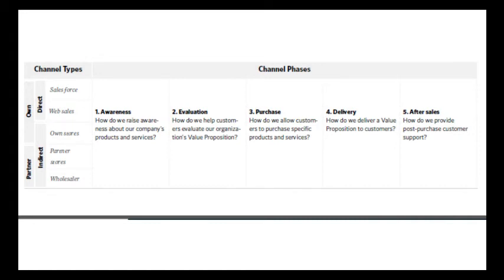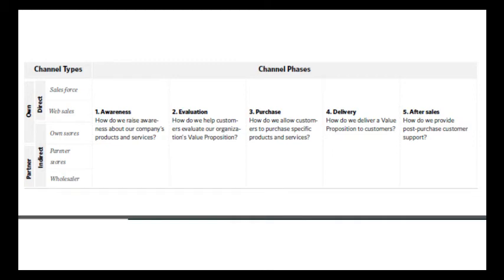Then the fifth one is the after sales. How do you provide post-purchase customer support? When your customers have complaints or need your help on how to use or service your product or services, how do they reach out to you? So these channels are very, very important. How do you open them, and how can your target customers or target audience access these channels?